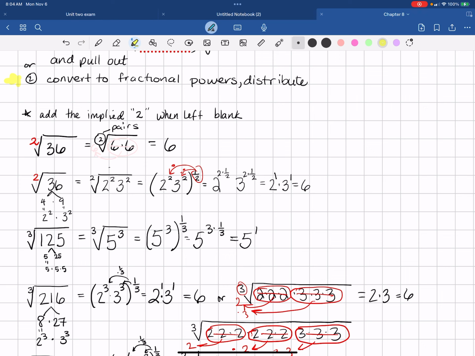So when you just see a square root, I want you to add in the 2. I want you to add in this implied 2. So 36 happens to be 6 times 6. So I'm rewriting it as 6 times 6. I have a pair of 6s, and I'm bringing them out and pulling out a 6.